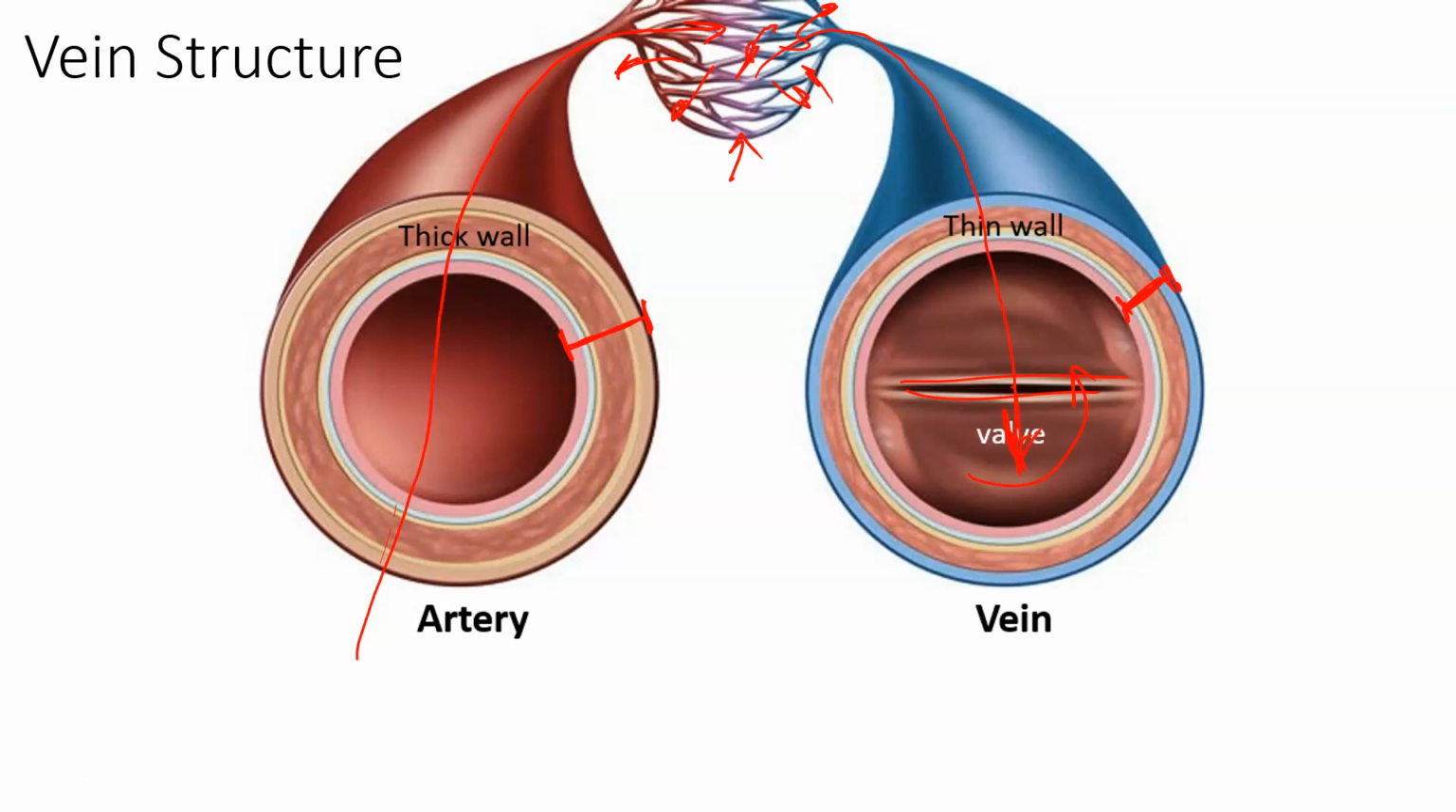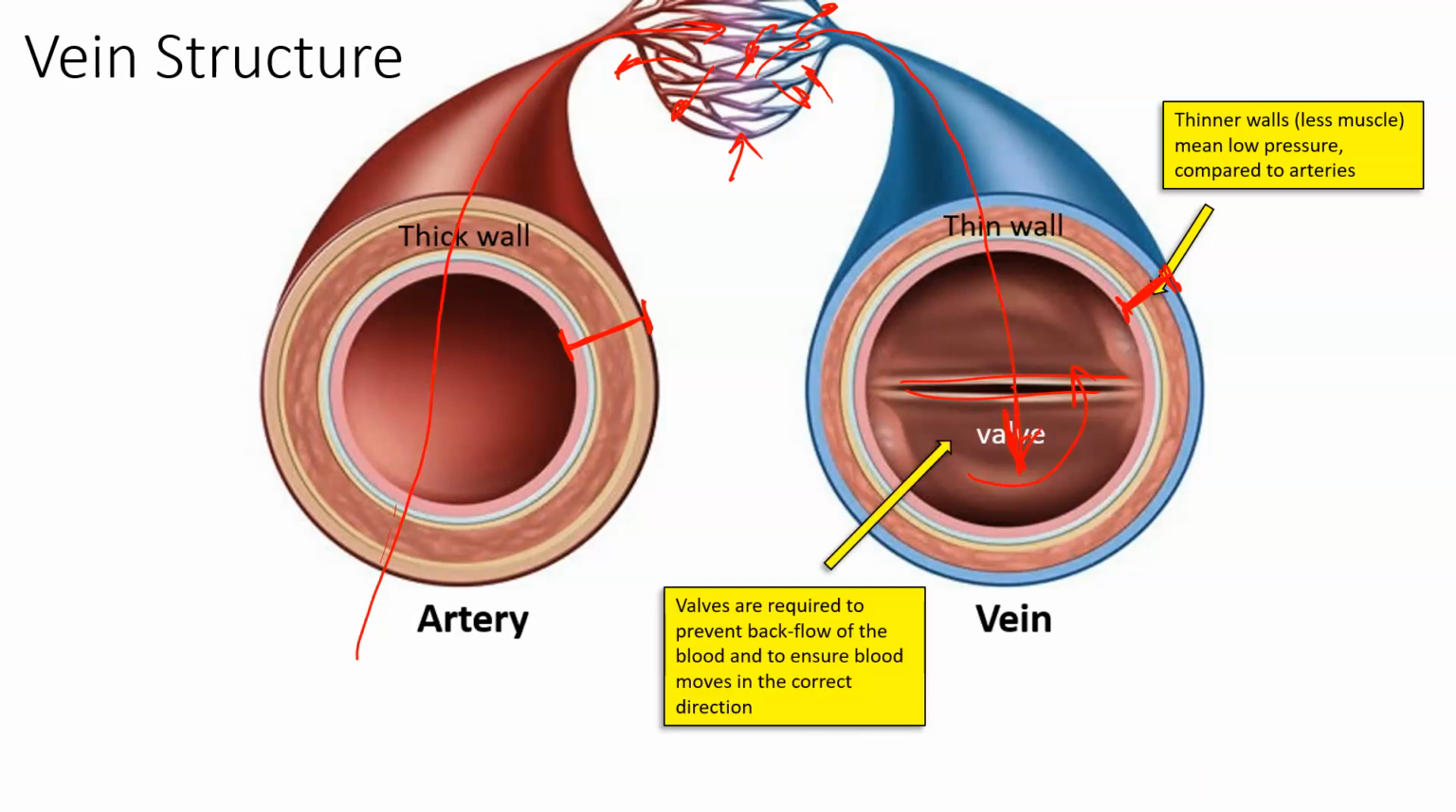You want the veins to move the blood in one direction through the valves and not let the blood return back to the tissues. Okay, so these thinner walls, less muscle, mean low pressure compared to arteries. Again, we've established that. Veins are going to be very low pressure compared to arteries, which are high pressure. You have valves in your veins, which is going to prevent backflow of the blood to ensure the blood moves in the correct direction.